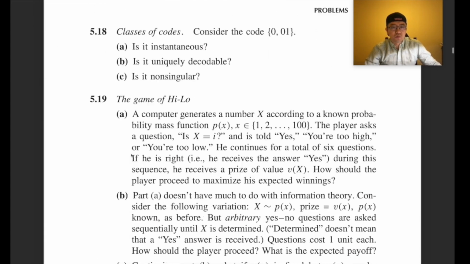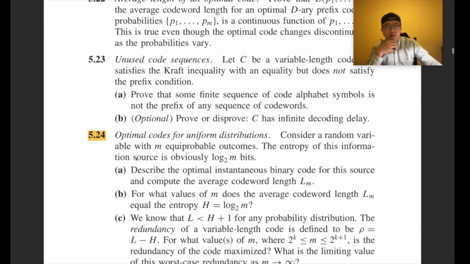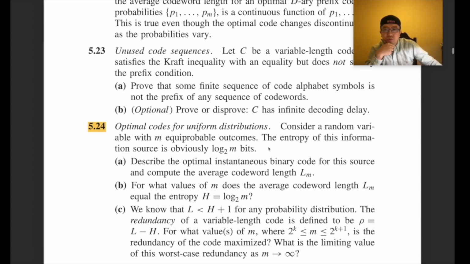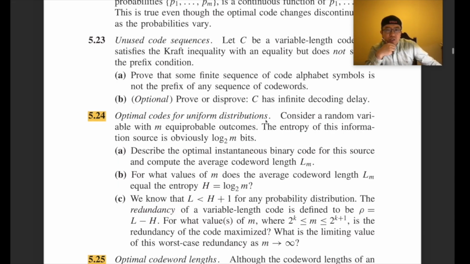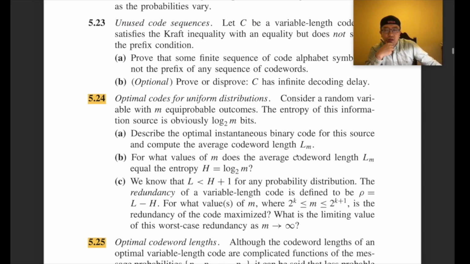Okay, so our next question is question number 4, optimal codes for uniform distributions. So in this question, we consider a random variable with m equally probable outcomes. The entropy of this information source is obviously log2 m bits. Describe the optimal instantaneous binary codes for the source and compute the average length Lm.